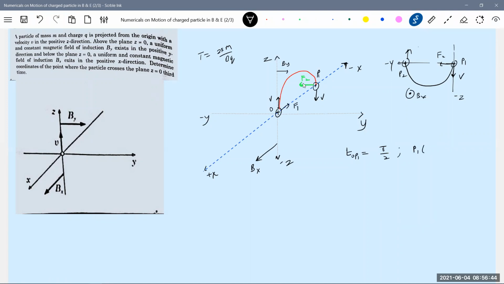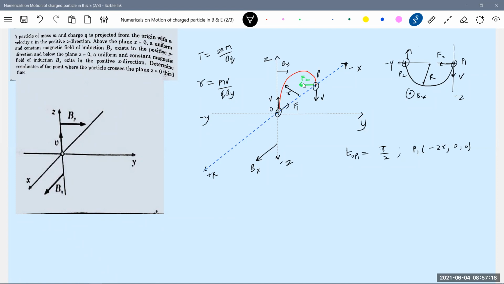Coordinates of point P1, radius of this equal to mv by qB. I think it will have different radii, for small r and capital R, right? Small r will be related to this. Capital R will be related to this one. Small r equal to mv by qB. Now what should be the coordinates of point P1? Should be equal to minus 2r, 0, 0.